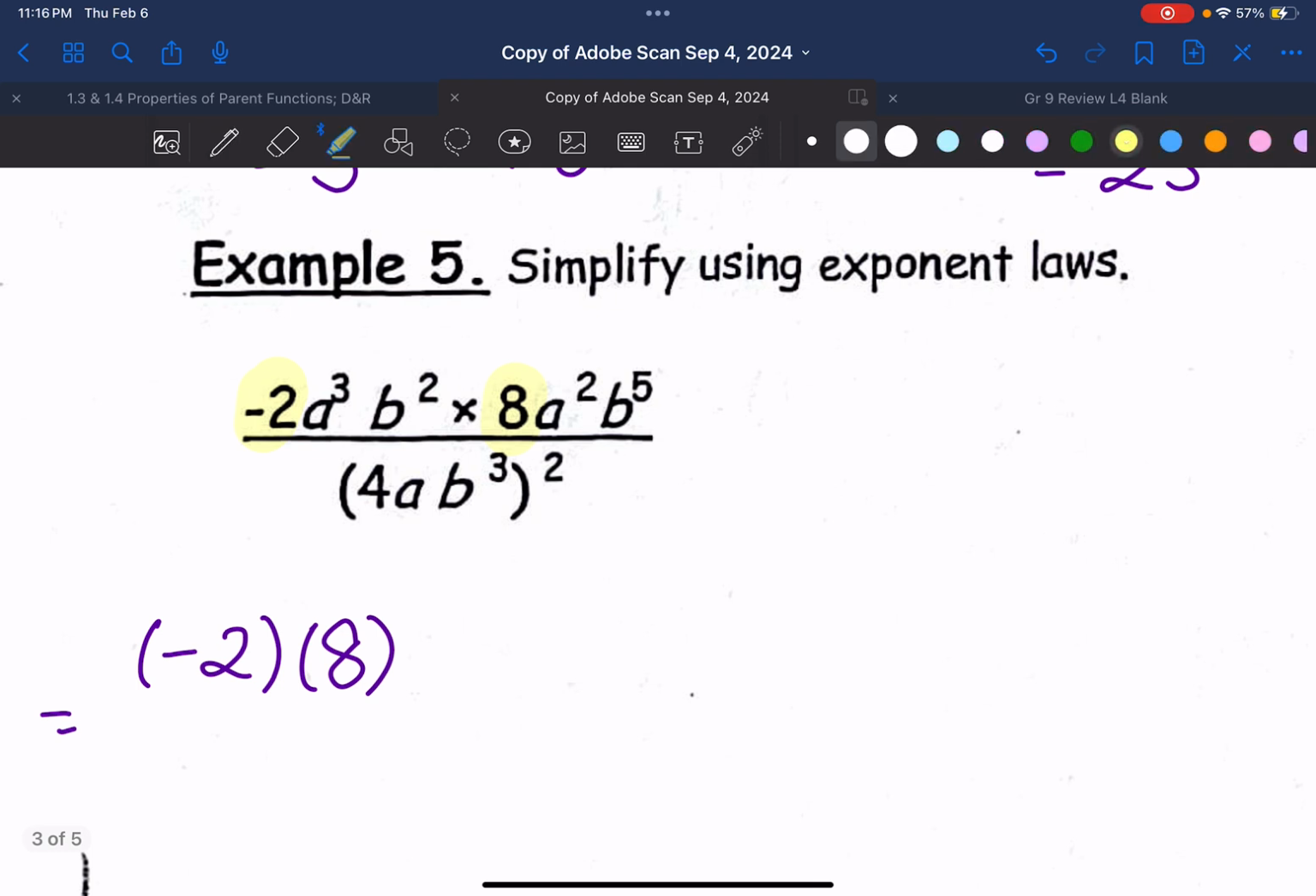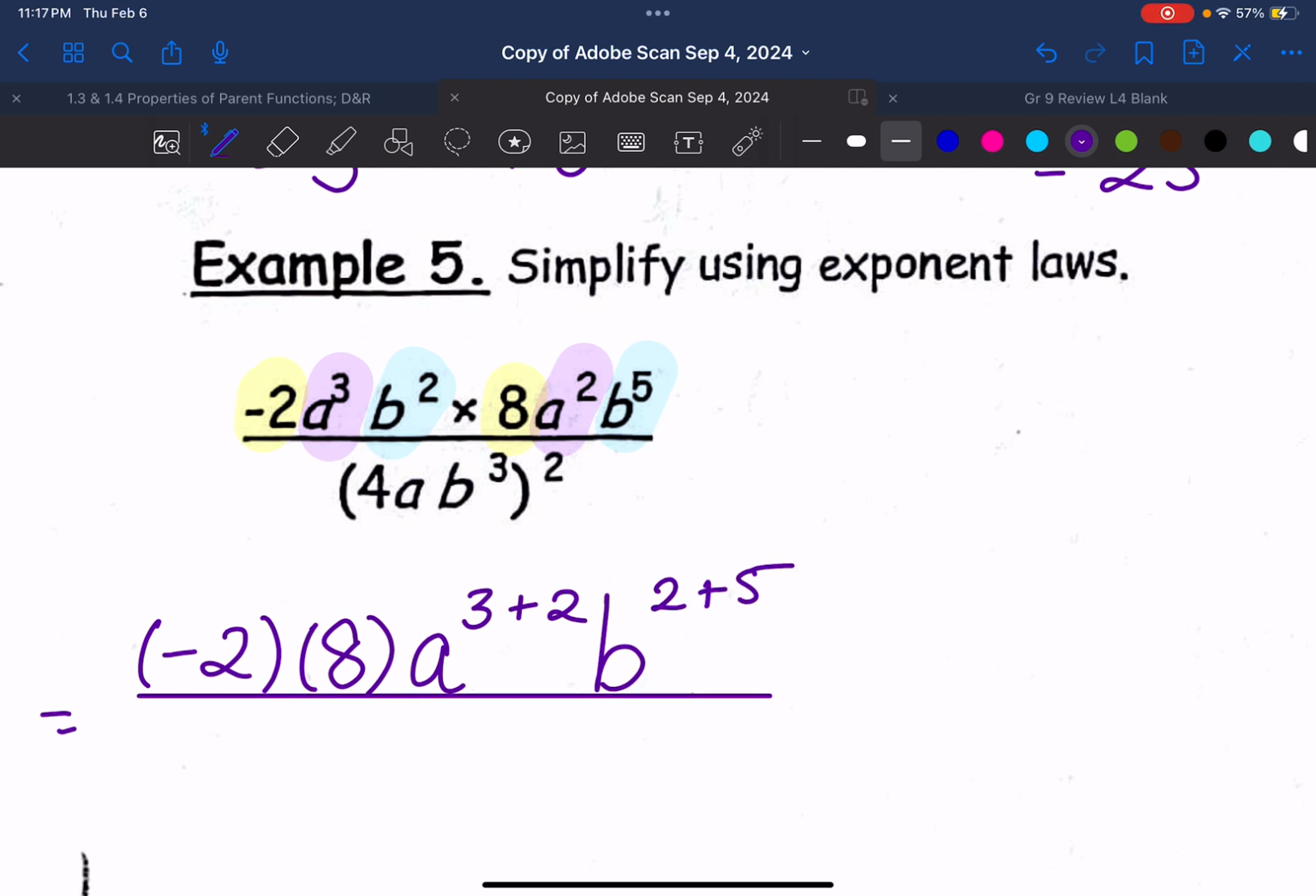Then if I use a different color for my A's, I know that I'm multiplying and these things are the same base. They're both an A. So according to the product rule, this is stating that I can add the exponents. So I'm going to do 3 plus 2. And then lastly, my B's, which again, are the same base. We're multiplying, so I'm going to add those exponents.